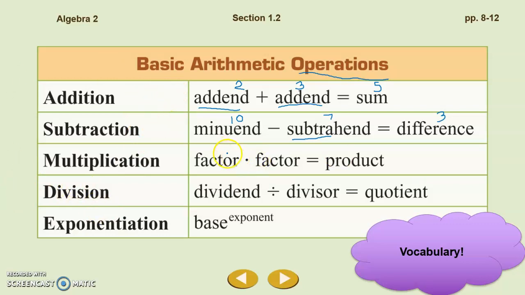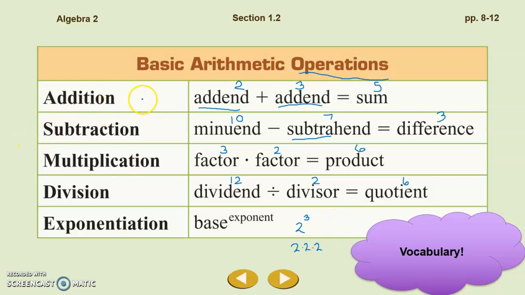In multiplication, we might have a factor of 3 and a factor of 2, and our product, 3 times 2, is 6. In division, our dividend might be 12, and we're dividing it into 2 groups, and our quotient would be 6. In exponentiation, we have a base and an exponent, so our base might be 2 and our exponent might be 3. This is just repeated multiplication. It means 2 times itself 3 times, so 2 times 2 times 2, in this case, 8.